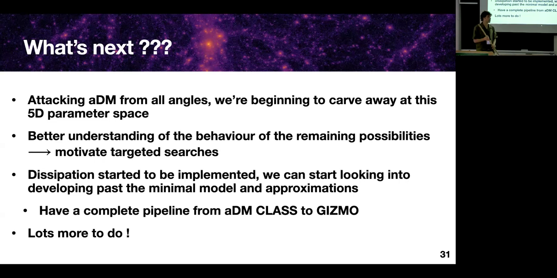And so dissipation has started to be implemented in N-body simulations or hydrodynamical simulations, but there's much more work to be done. We can develop past this minimal model and some of the approximations that have been used in the cooling physics. But we have come a long way, and to remind people, there's now possibly a complete pipeline to go from CLASS simulations in ADM to generate initial conditions, using these initial conditions in GIZMO simulations, to do these front-to-end pipelines. But yeah, lots more to do.